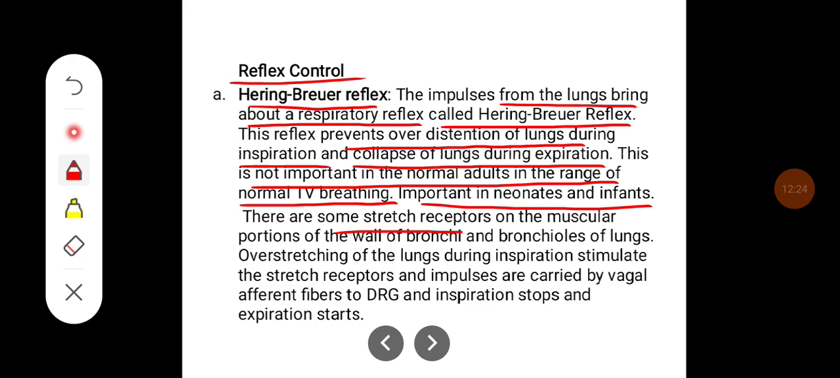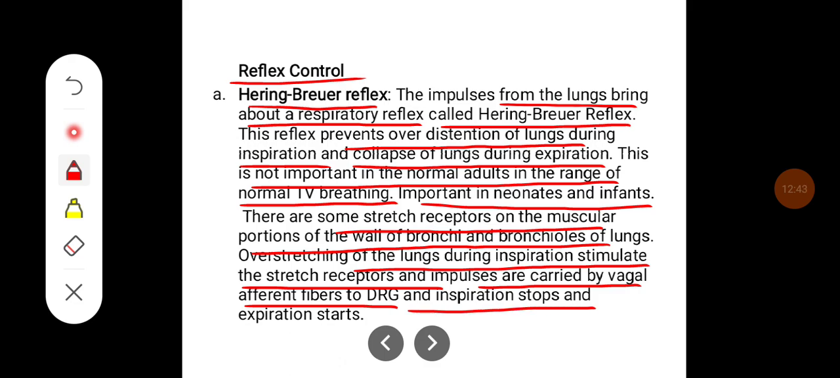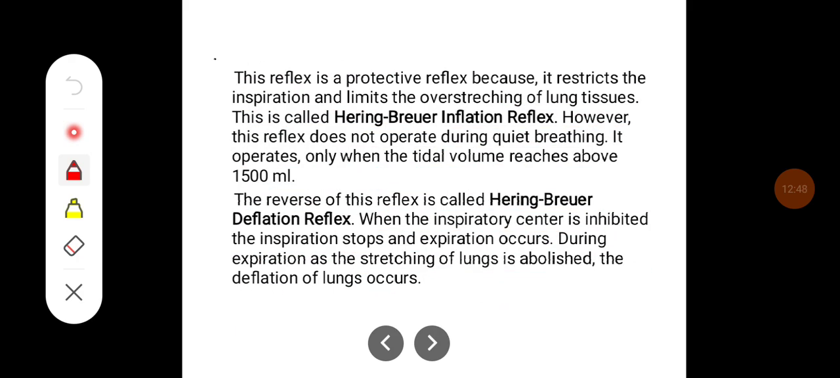There are stretch receptors on the muscular portion of the wall of the bronchi and bronchioles of the lungs. Overstretching of the lungs during inspiration stimulates the stretch receptors, and impulses are carried by vagal afferent fibers to the DRG, the dorsal respiratory group of neurons, and inspiration stops and expiration starts. This reflex is protective because it restricts inspiration and limits overstretching of the lungs. This is called the Hering-Breuer inflation reflex.